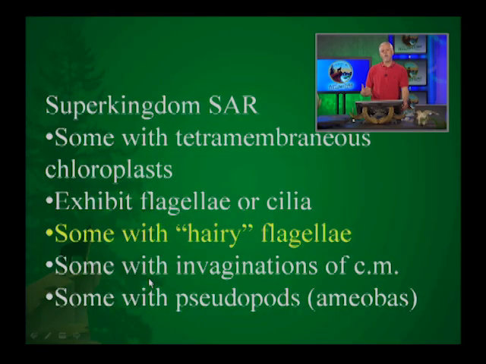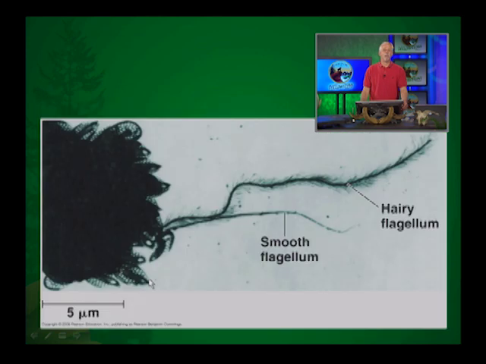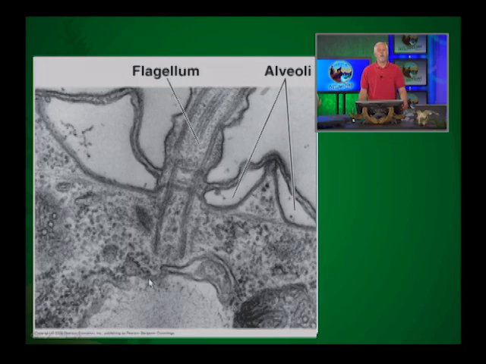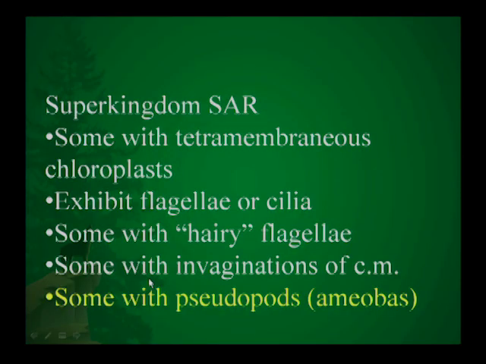Most or all will exhibit a flagella or cilia. Some will have what we call hairy flagella, so kind of branching flagellae, so that's unusual. And actually here's an example of that, so they're kind of brushy looking flagellae. Some will also have invaginations of the cell membrane, and these are known as alveoli. Again, not all members will have this, but some will. And then some will exhibit pseudopods, and amoebas would be an example of this. Amoebas have a very flexible membrane, and that's going to be the first group that we talk about here.